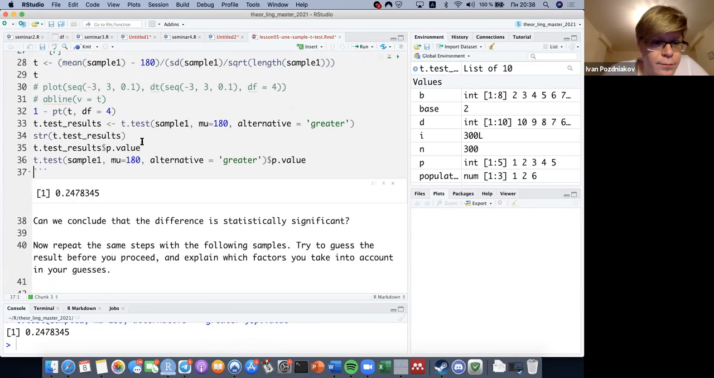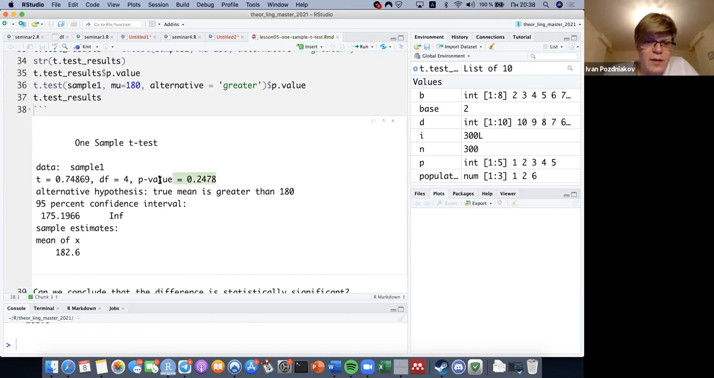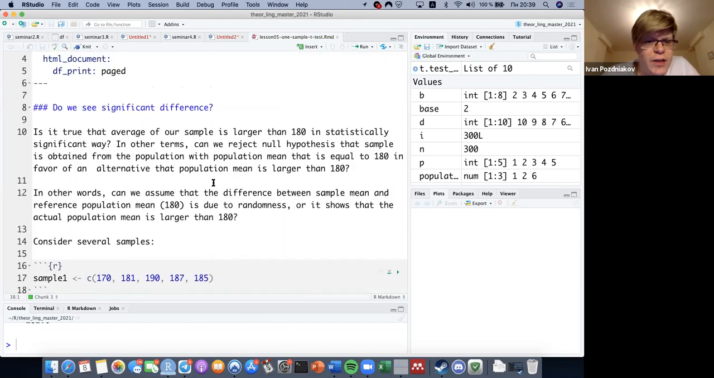Okay. So now we calculated everything there. And if we can calculate it by ourselves, it means we understand it, right? So again, what is the p-value? The p-value here is 0.24 something, meaning that if our null hypothesis is true, the null hypothesis is that the true population mean, the real population mean according to the null hypothesis, is 180.